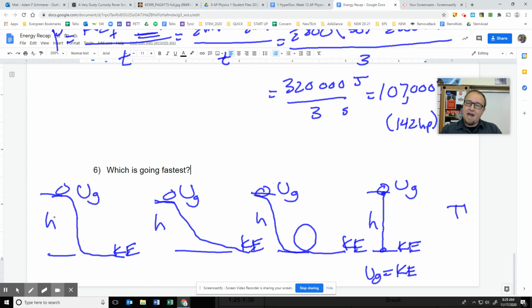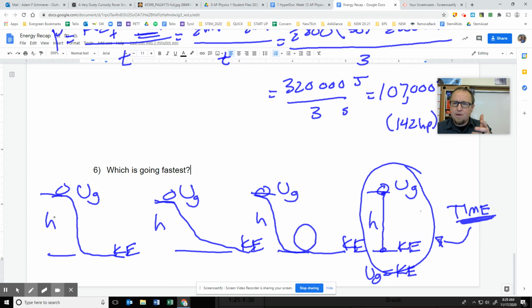The question I did not ask is time. Which of these will take the least amount of time? This guy, because it's got the shortest path, it's the direct path. It has an acceleration of -10. The other ones don't. So if we're talking time, this guy has the least amount of time. So sometimes we say time, we say fastest. They are all the exact same fastness, which is speed. They have the same speed, but that last one does take the least amount of time. All their speeds are the same at the end, but the times are different.